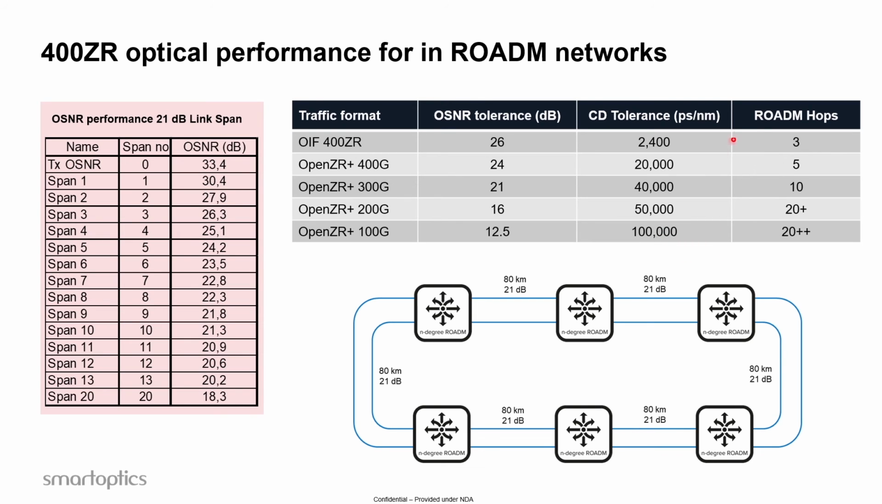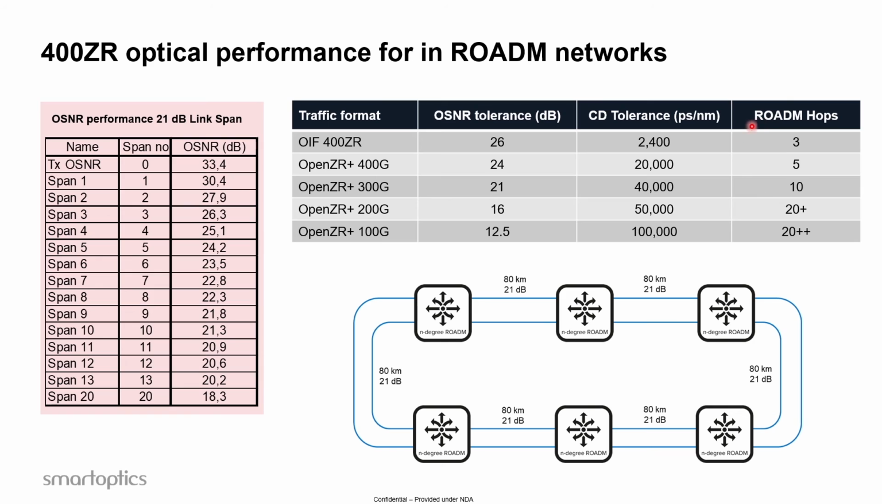Then we have the CD tolerance as well that we need to take into consideration. I would say for the 400 gig, or for all those formats based on the OpenZR Plus, this is not going to be super relevant. However, for the OIF based, the specification only specifies a chromatic dispersion tolerance of 2400 picosecond per nanometer.